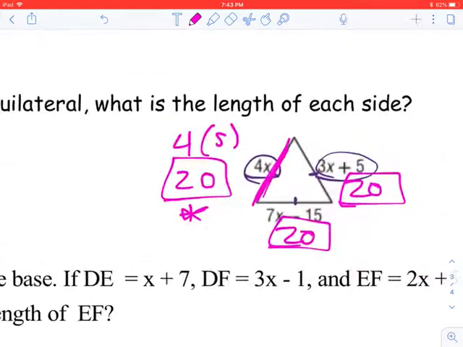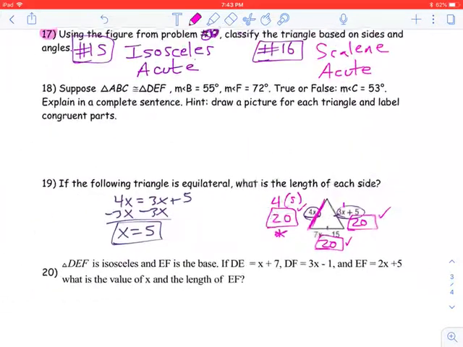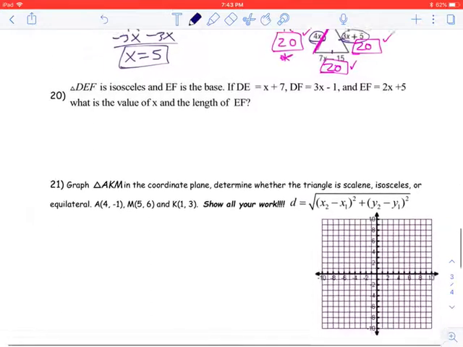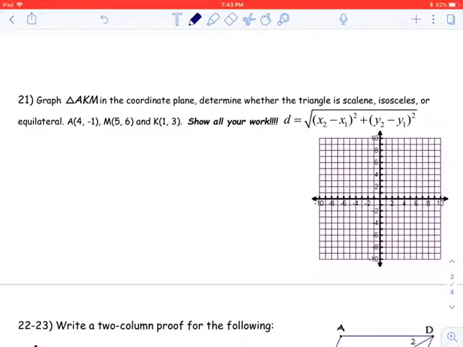Okay, and I can double check if I want. So 7 times 5 is 35 minus 15 is 20. 3 times 5 is 15 plus 5 is 20. Okay, so it all works out there. All right, so last one on this page. This is one of those distance formula problems. So based on the coordinates, determine whether this triangle is scalene, isosceles, or equilateral.